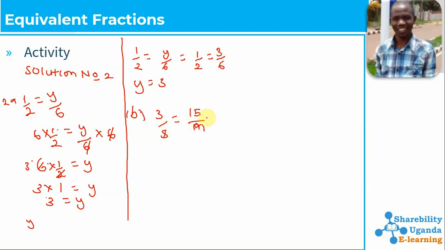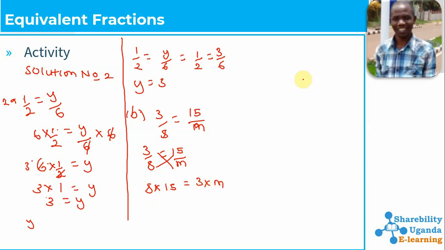So here we can say our 3 out of 8 being equal to 15 out of m. When you cross multiply, let's use the other method. Let's cross multiply. This is the same as 8 times 15 is going to be equal to our 3 times m.